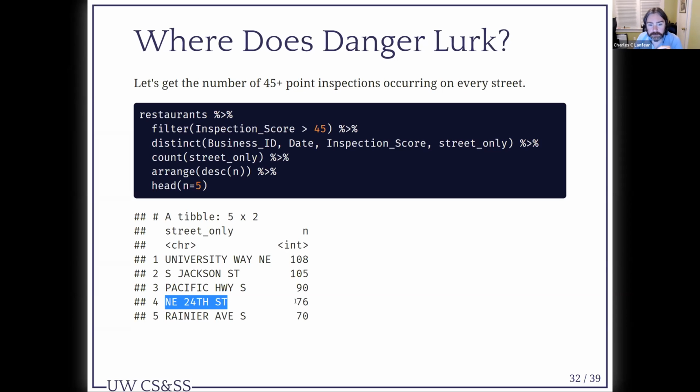Northeast 24th Street, 76 of them. That's like Lake City Way, I think. And Rainier South, good food down there in the Southeast. I'm not going to stop going to any of these places. So this has conveyed no useful information except making me feel guilty for my decision. But if you want to know about it, I got it right there.